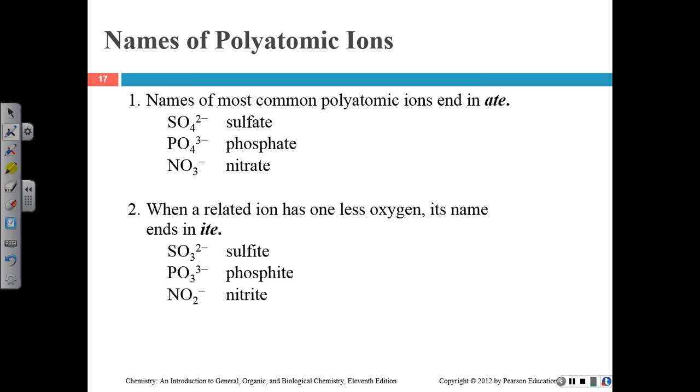Just some little common things about polyatomic ions. The most common ones usually end in ATE, so sulfate, phosphate, nitrate. And then sulfite looks just like sulfate except it has one less oxygen. So usually when you have one less oxygen, so there's PO3 and O2 versus 3, then it becomes ITE. So that's just a little trick to look at those.